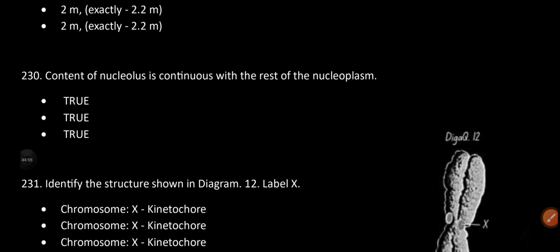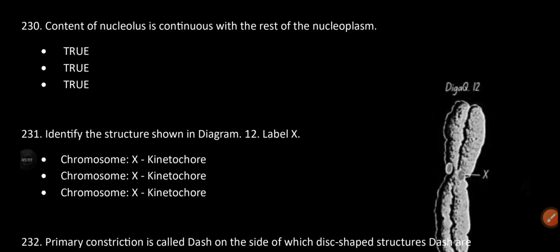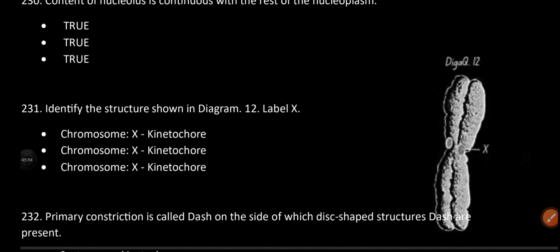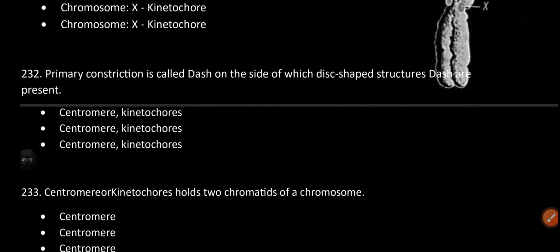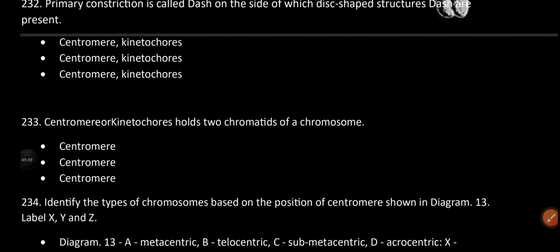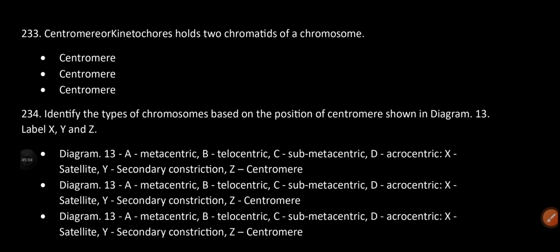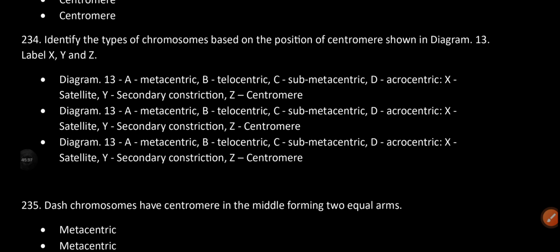Content of nucleolus is continuous with the rest of the nucleoplasm. True. Identify the structure shown in diagram 12, label X. Chromosome X is kinetochore. Primary constriction is called centromere, on the side of which disc-shaped structures kinetochores are present. Centromere or kinetochore holds two chromatids of a chromosome.